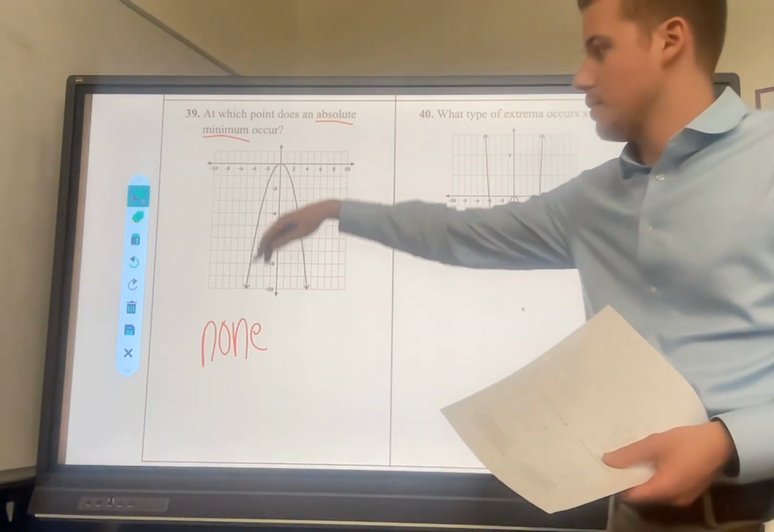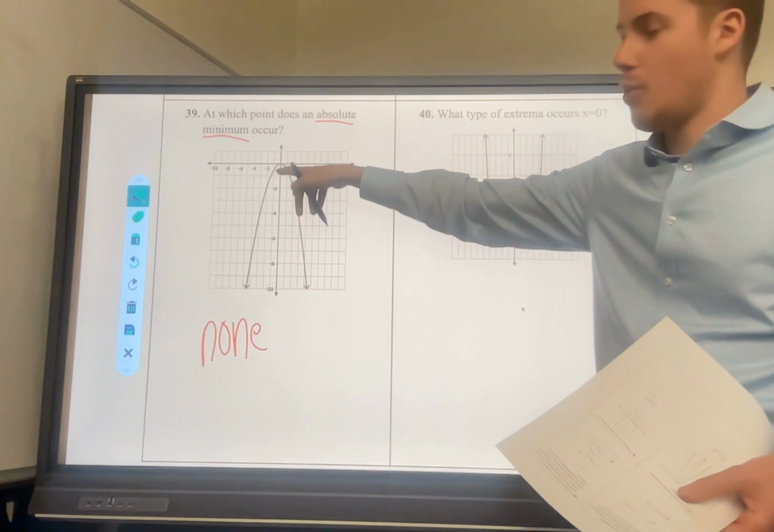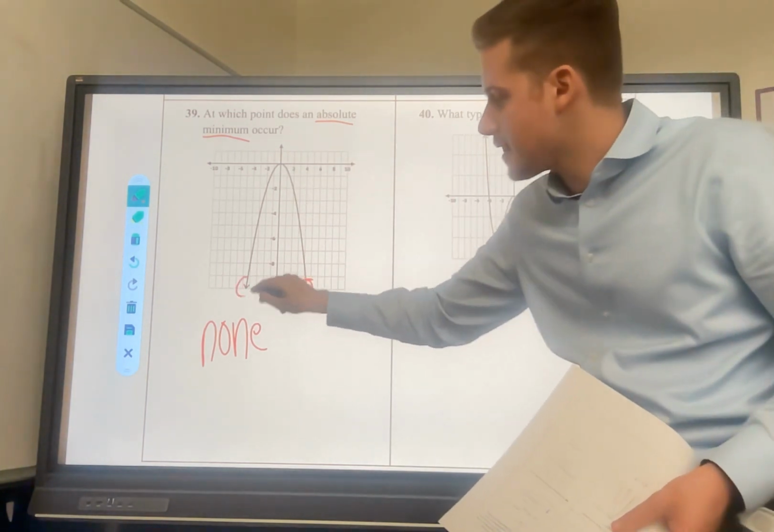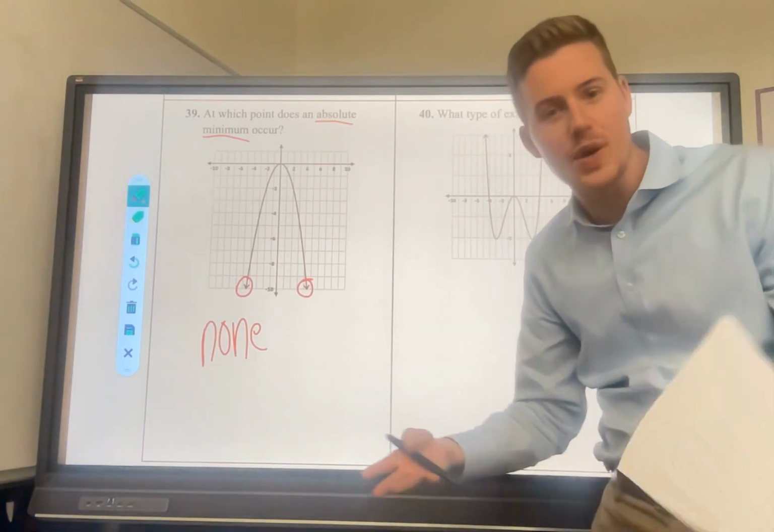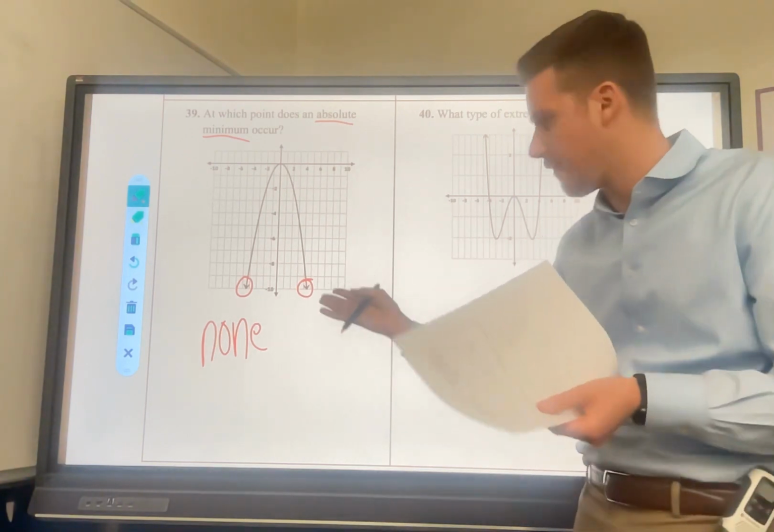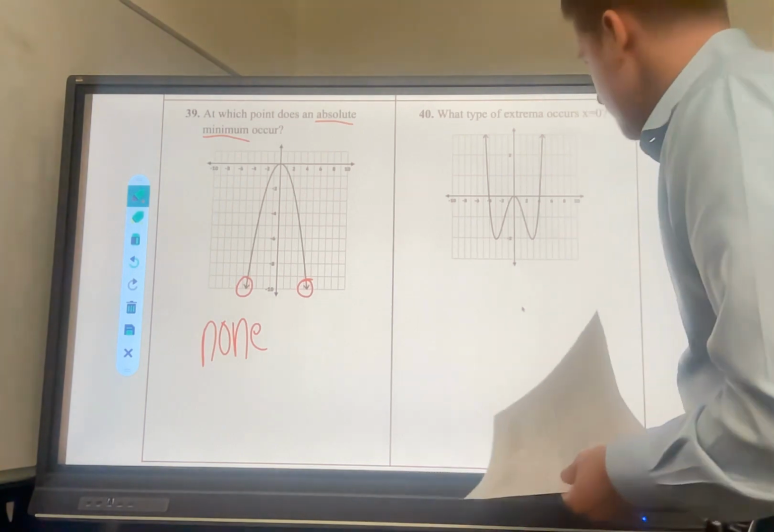There's no absolute minimum. Notice this parabola goes up. It's got a highest point, but it doesn't have a lowest point. These arrows down here indicate that our function continues down towards infinity forever. So we'll never reach that minimum, that lowest point. It doesn't exist on this graph. It continues down forever. So just watch out for that language there.